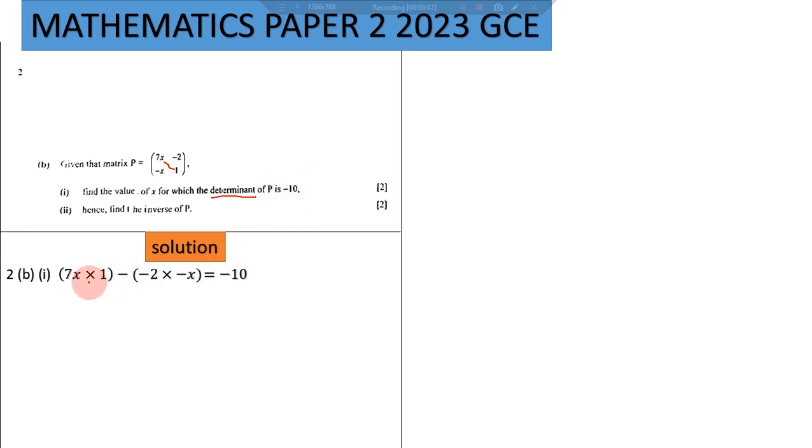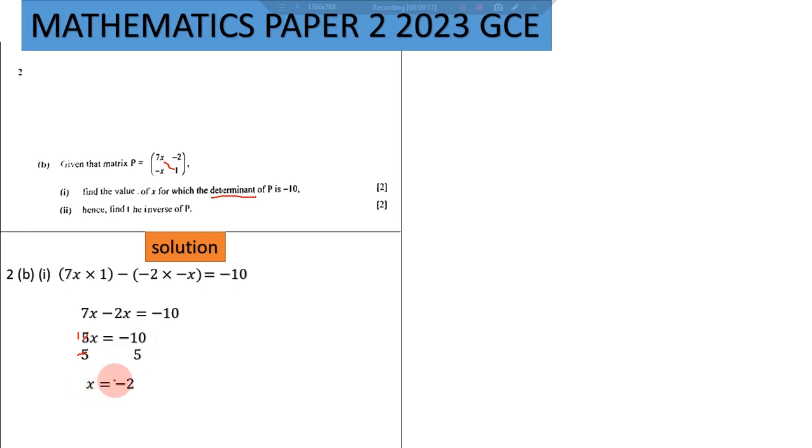So 7x times 1 is 7x, minus negative 2 times negative x, which will give us a positive value, 2x. So we have 7x minus 2x equals negative 10. 7x minus 2x gives us, good, 5x equals negative 10. So divide on both sides by 5. 5 into 5 will give us 1, so 1 times x will give us x. 5 will go into negative 10 two times. So x equals negative 2.